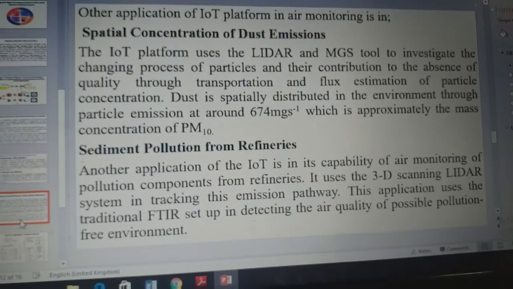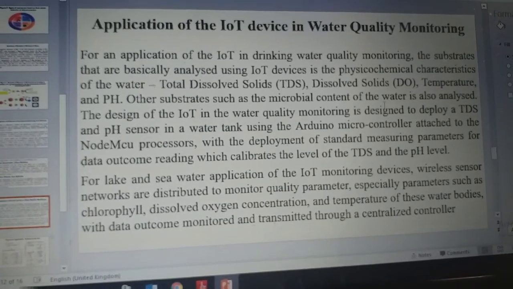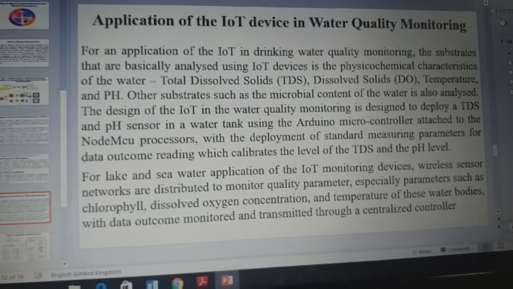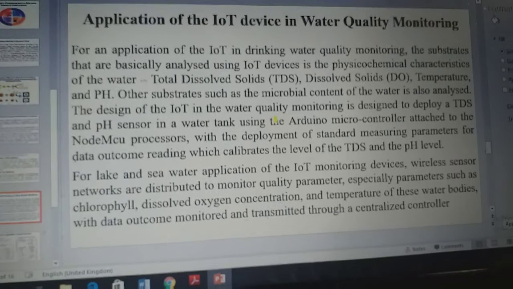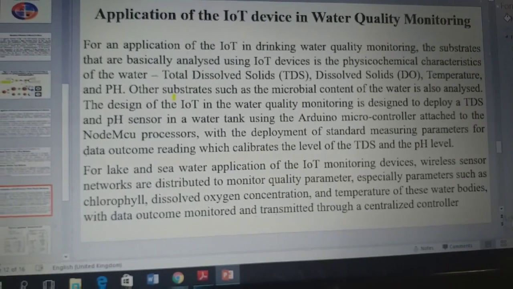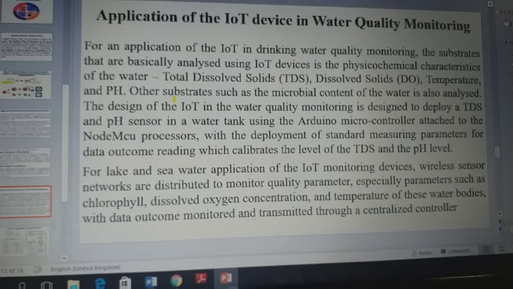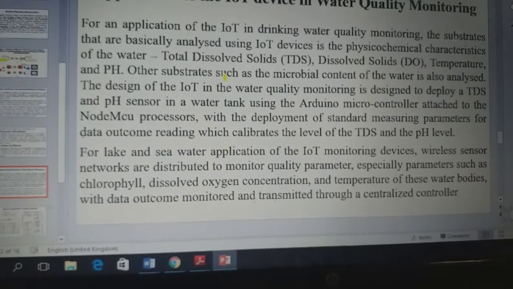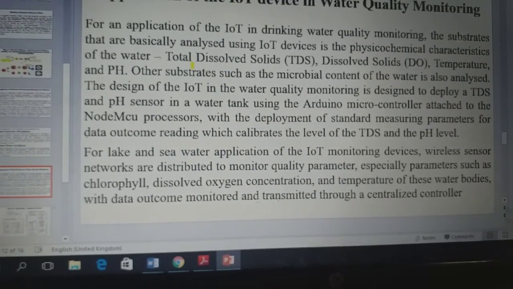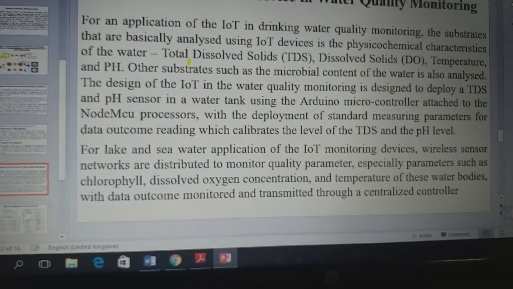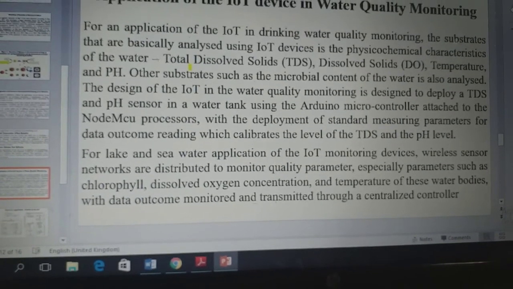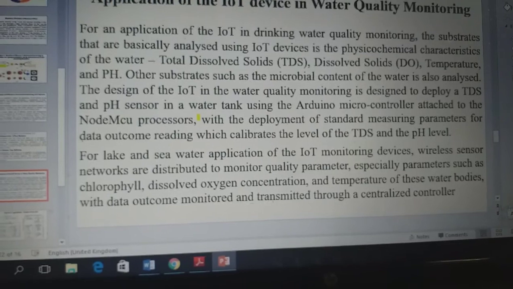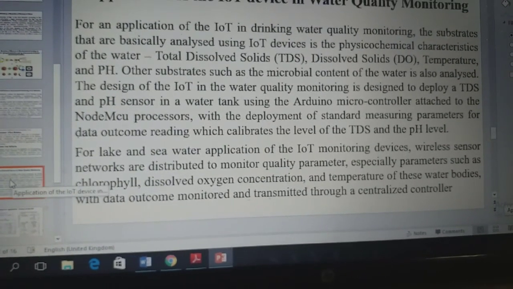This is what it is for in water quality monitoring, which we already discussed. This one makes use basically of chemical materials, and if you are looking to detect or measure the basic physicochemical parameters in water, you use this device. You connect it to an Arduino microcontroller attached with an electrode, and your result is there.